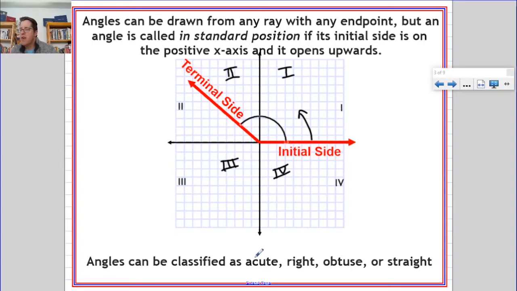And we can classify angles as acute, right, obtuse, or straight. And you should definitely be able to write the inequality to describe each one of those. They would be compound inequalities in most cases.